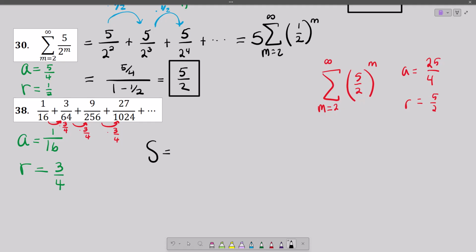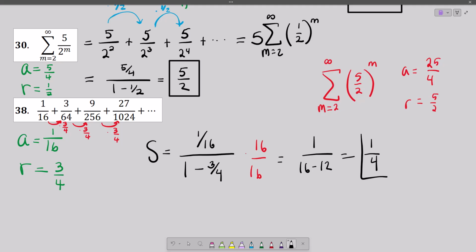The sum of the series is going to be A, which is 1/16, divided by 1 minus R. And there's lots of ways to simplify this. I feel like it's really helpful to get into this habit of multiplying by 1. It helps you do things pretty fast. It helps you practice your arithmetic. Look at that. That is the sum of that infinite geometric series.